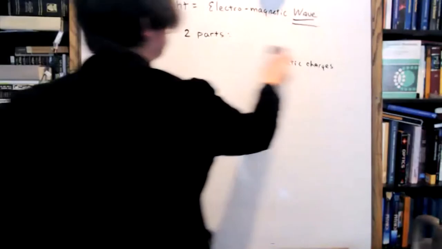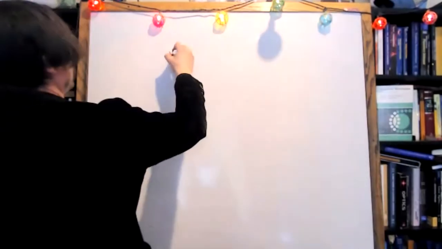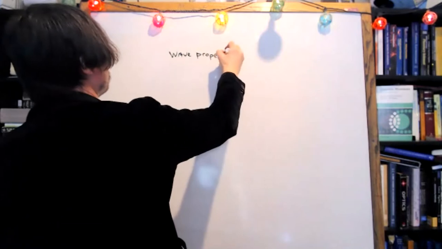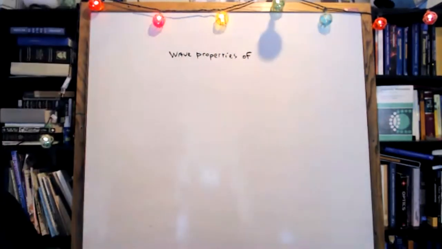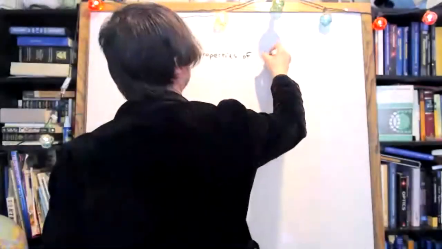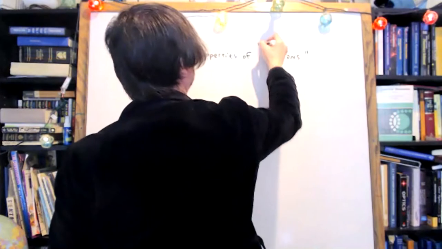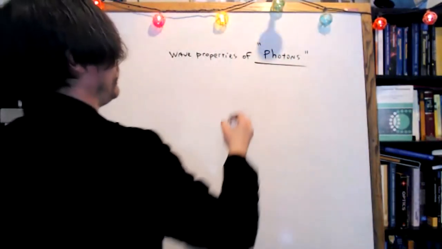Last little bit, just 3 formulas. These 3 formulas can be thought of as the wave properties of light. And in general, these formulas are usually used for something called photons. Photons are like little individual packets of light.